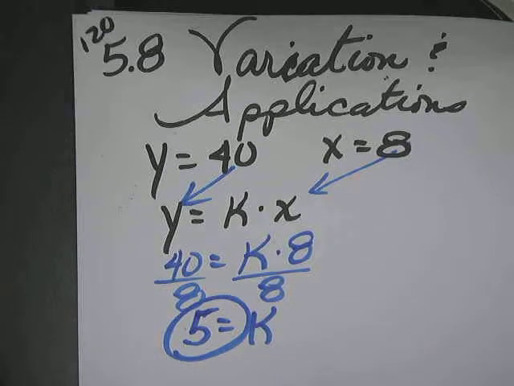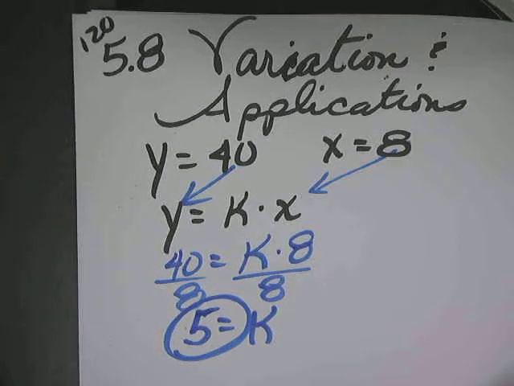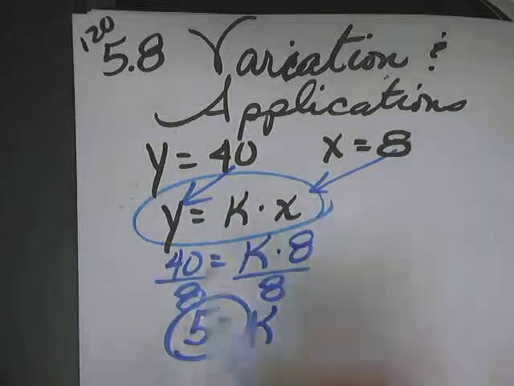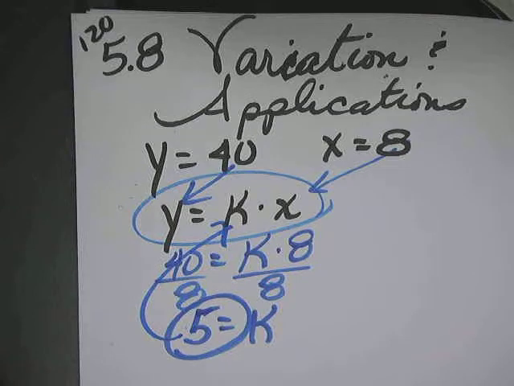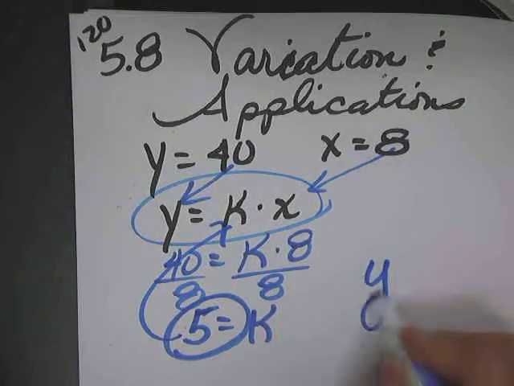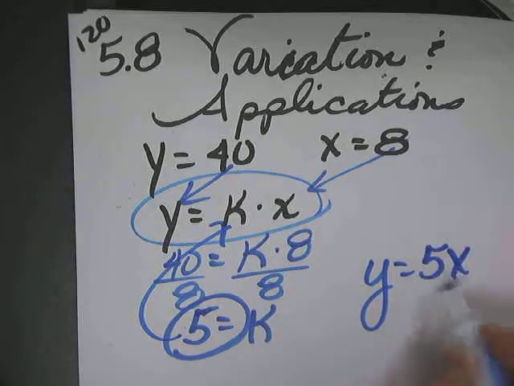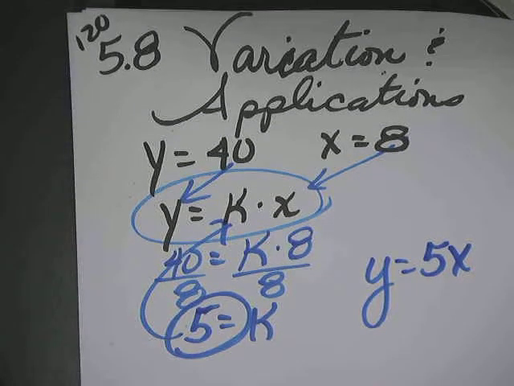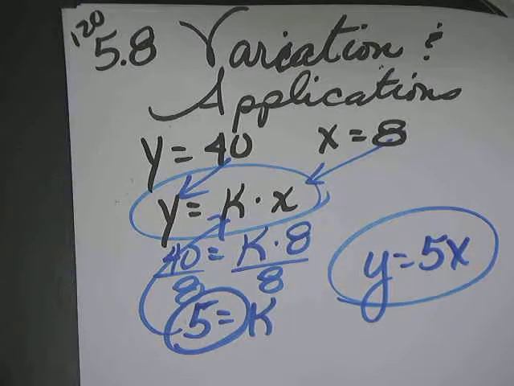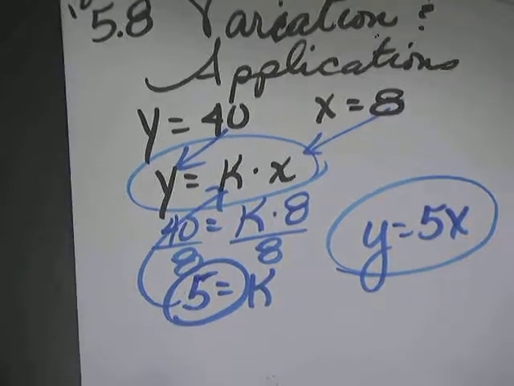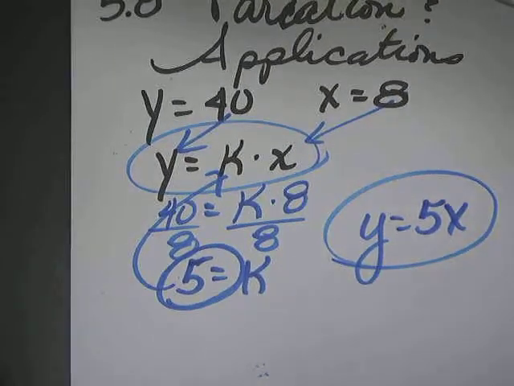And then it said to write an equation of variation. This thing that I write with the 5 for the k. Y equals 5x, and that's it. You're done. This is your equation of variation. That's not hard, huh?